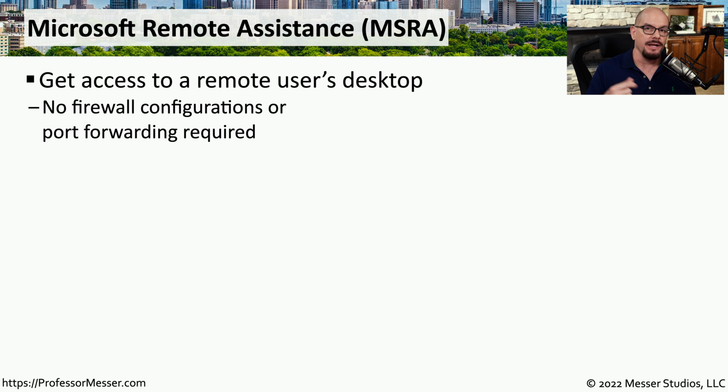Microsoft has provided another remote access method through the Microsoft Remote Assistance, or MSRA. This is very similar to running a remote desktop service on your computer, but instead of having a service that was always installed and always waiting for someone to connect, MSRA is configured to provide access on demand. Another nice benefit of Microsoft Remote Assistance is that you don't need to configure any firewalls or set up any port forwarding for this process to work.